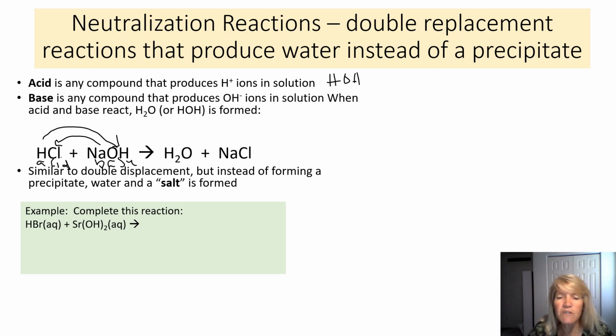And the same rules apply. We balance the charges, and then we balance the reaction. And this is also a chemical reaction. You don't see a precipitate. You actually don't see anything at all. So we often use indicators so that you can see a neutralization reaction happening. But forming water is a new compound.